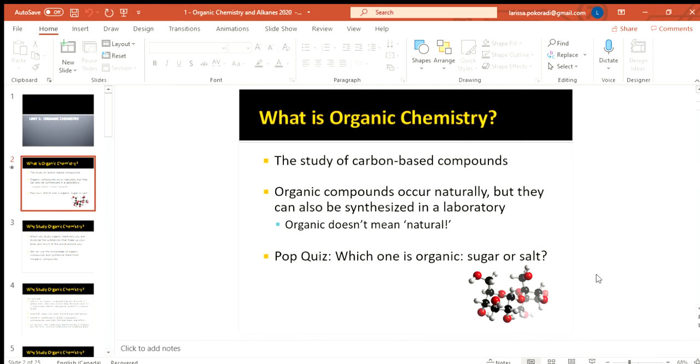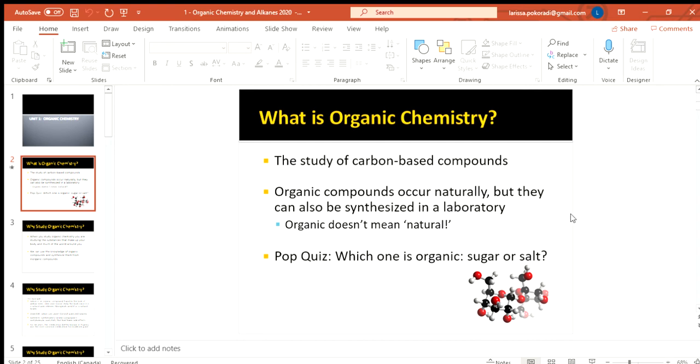So organic chemistry. Obviously the word organic is something that you see quite regularly, maybe organic food or organic clothing, things like that. In chemistry, it means something a little bit different. Organic to us is basically anything that's carbon-based. So we're going to see a lot of carbon, lots of carbon chains, maybe some carbon rings. Carbon is the black stuff in this molecule here.